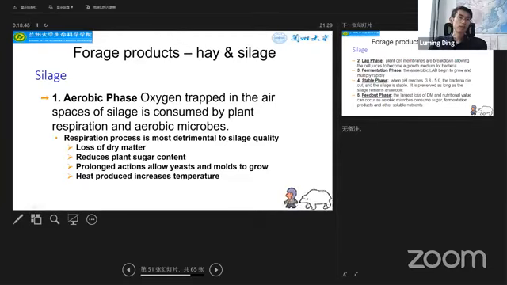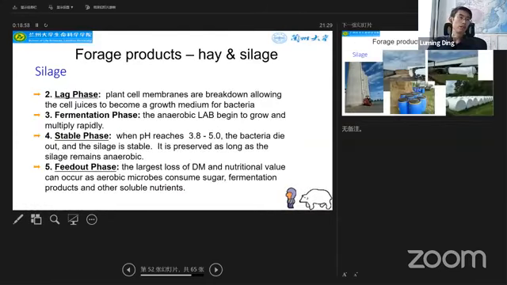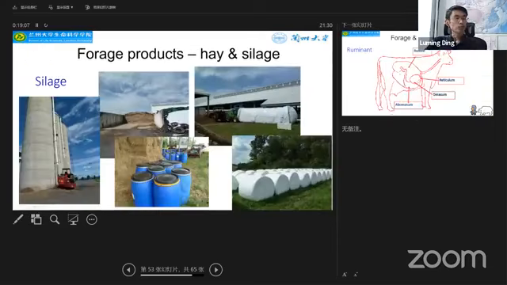So there is loss of dry matter and reduced plant sugar content. Also, prolonged respiration allows yeast and molds to grow. Heat is produced and the temperature of the silage increases. There is still the lag phase, fermentation phase, stable phase, and feed out phase. I need to speed up. So there are some pictures of making silage: a tower, a bunker, and some bags or tanks.